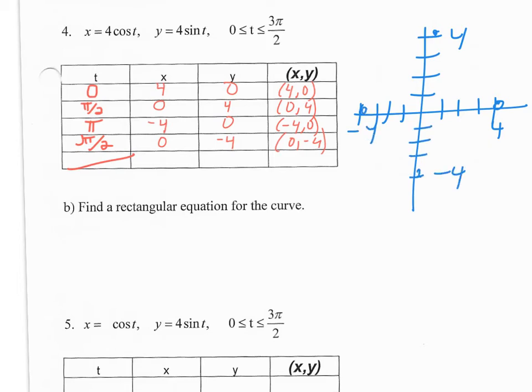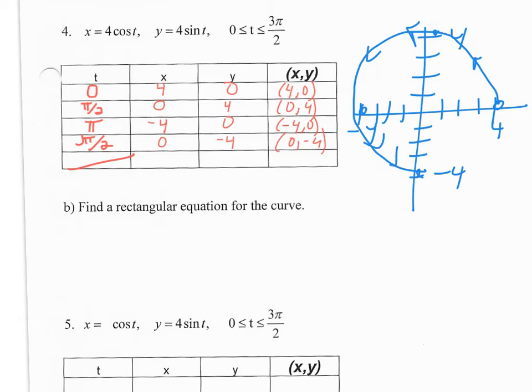Hopefully you're kind of saying, oh, that looks like a circle, right? And I'm going to connect them in the order in which I plotted them. And I'm also stopping at 3π/2. Notice I don't make it back to the (0, 0) mark. So it's 3/4 of the circle, not the whole thing.